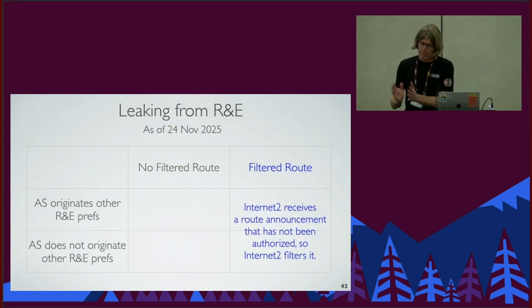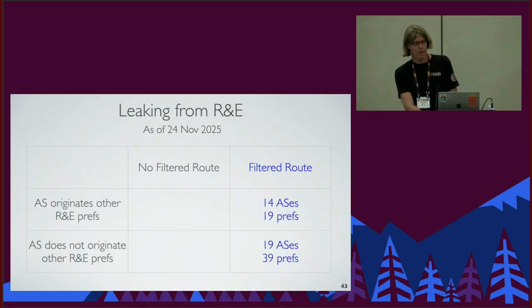So there's a bunch of inference work that we're doing on this, but we're breaking the results down now for this set of results into two dimensions. Routes that Internet2 have filtered. So Internet2 receives a red announcement, so maybe it's legitimate, but it's not been authorized yet, so it's been filtered. And that covers a small number of ASs, a small number of prefixes, and many of these are probably legitimate.